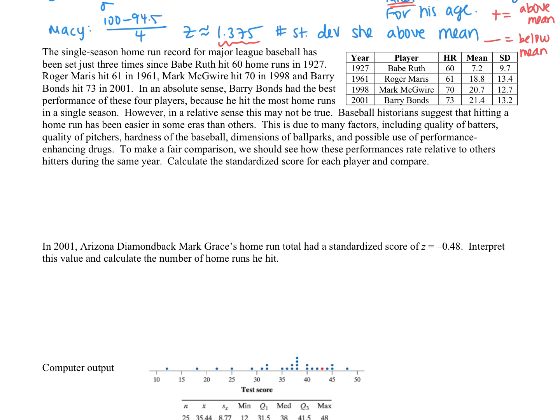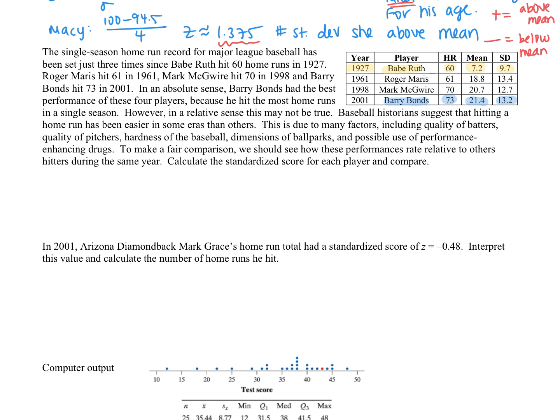Okay, so if we look, Babe Ruth hit 60 home runs. What this table is telling us is that the average for players in 1927 was 7.2 home runs, and the standard deviation was 9.7. Now, what you're going to notice is when we get to Barry Bonds, who had the highest, the mean also increased. So it was more likely that people were hitting home runs, and the standard deviation is higher as well. So it's not so easy just to look at Barry Bonds and say, well, Barry Bonds hit the most home runs, and so he was the best player. That's not necessarily the case.